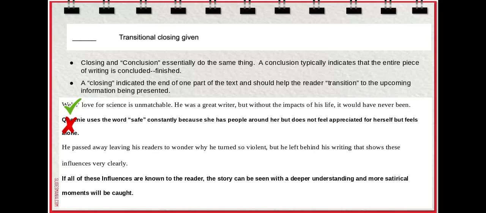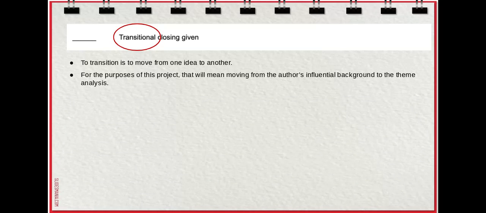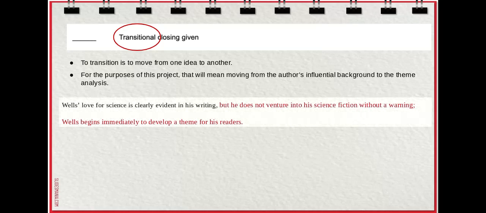The third one: "He passed away, leaving his readers to wonder why he turned so violent, but he left behind his writing that shows these influences very clearly." This brings it back to the writing, because remember, our next two essays are specifically about that book. And then the last one: "If all these influences are known to the reader, the story can be seen with a deeper understanding and more satirical moments will be caught." So you need to make sure you're kind of leading in, transitioning to talking about the book itself. So again, we're transitioning. Here's another example.